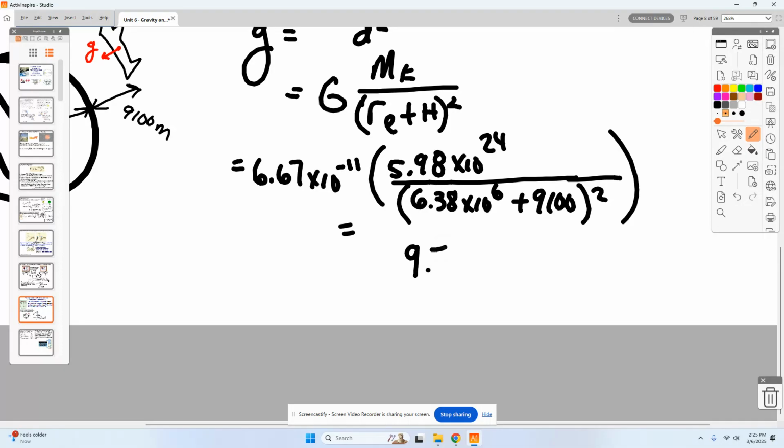I get about 9.77. Anyone confirm me? Okay, 9.77 meters per second squared. That's about a reduction of 0.3%. So if a wrestler was having a hard time making weight, boy, you fly an airplane, you're going to lose about 0.3% of your weight. That's not much, but it is measurable. Okay. All right.